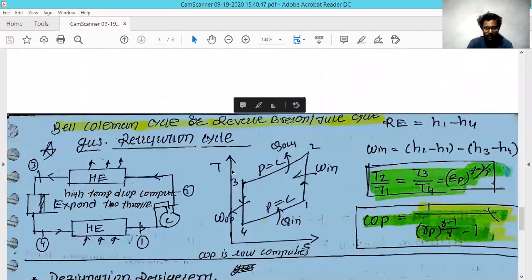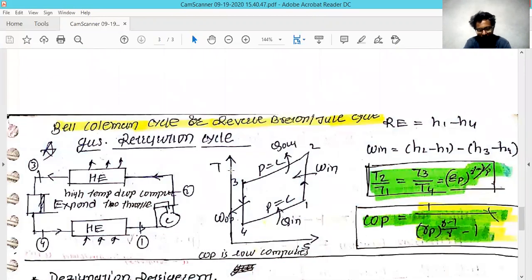There is also another method, in which this cycle we have seen previously, which was used for the Brayton cycle. In this way, this cycle is called the reverse Brayton cycle or Joule cycle, and it is also called the Bell Coleman cycle. In this cycle, the only thing that changes is the capillary tube.